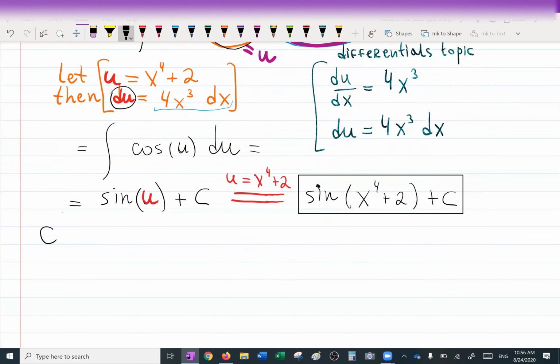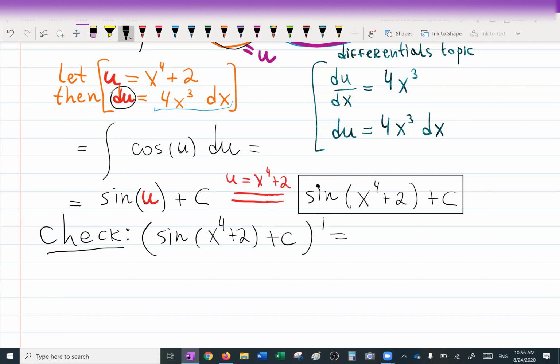Check yourself. The cool part of this idea for your homework and exams is that you can check your answer. How do you check the result of integration, do you know? Who knows? Derivative, exactly. Let's just differentiate the answer: sine of X to the 4 plus 2 plus C, and I'll put a huge prime on top of all of this.